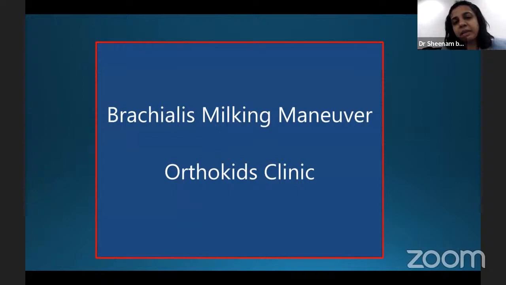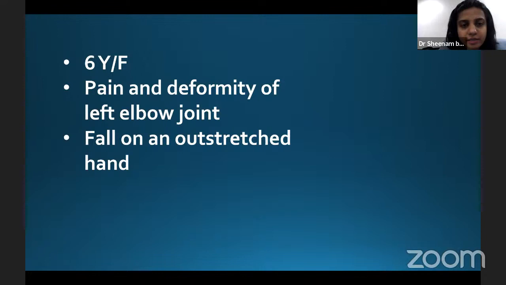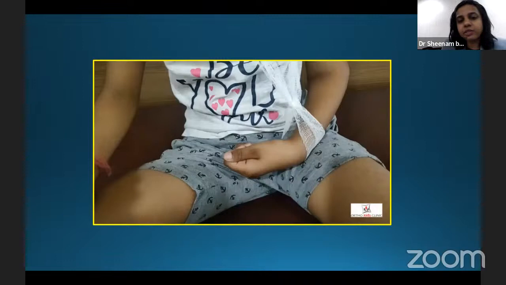We encountered in the last week two cases with soft tissue interpositioning. One needed closed reduction and one needed open reduction. A 6-year-old female came to us with pain and deformity of the left elbow joint with a history of fall on an outstretched hand. On examination, there was no distal neurovascular deficit.